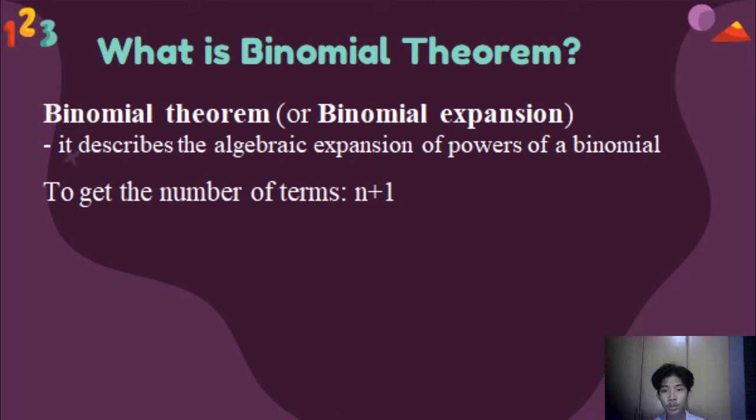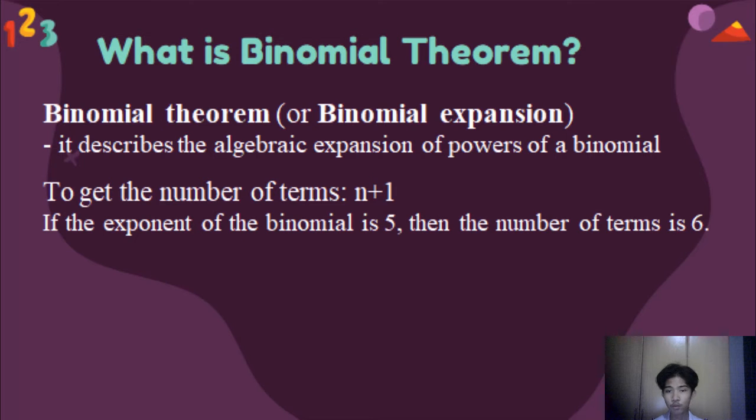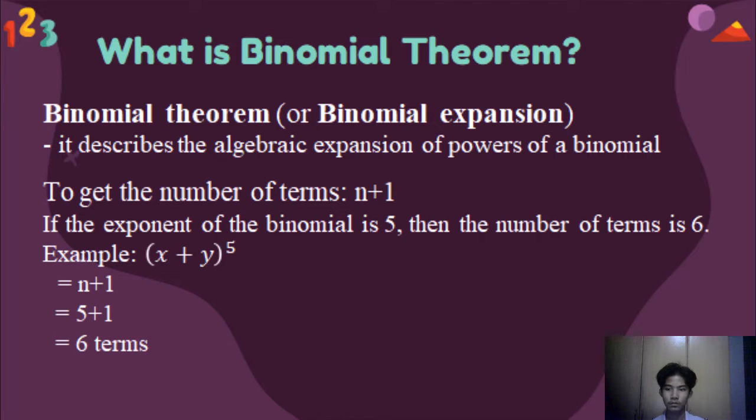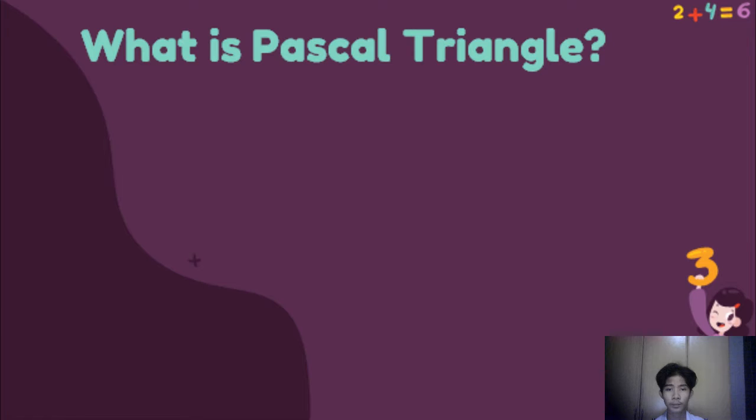So in order for us to get the number of terms of an equation, we will use the formula n plus 1, where n is the number of exponent. So if the exponent of the binomial is 5, then the number of terms is 6. So like x plus y raised to 5, we will use n plus 1, that it will be 5 plus 1, and then the number of terms is 6.